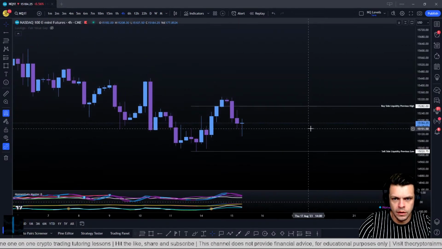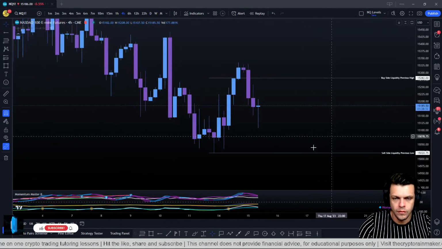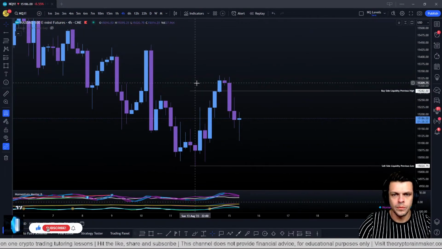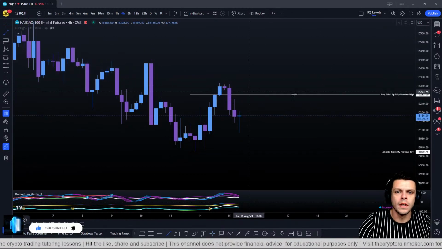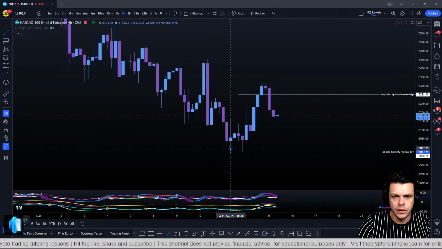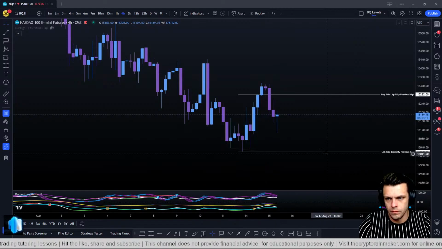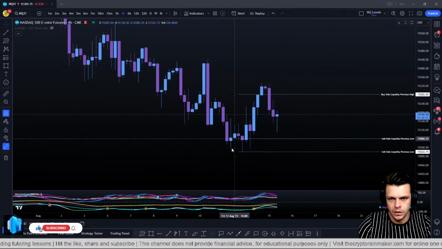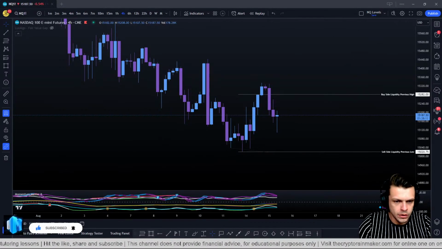Okay, so let's have a closer look at the 4-hour. This is also one of the reasons I think price action is overall gonna head back to the upside, is that we had this low right here. Sorry, let me actually use a trend line for this.